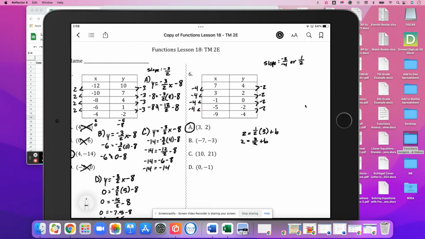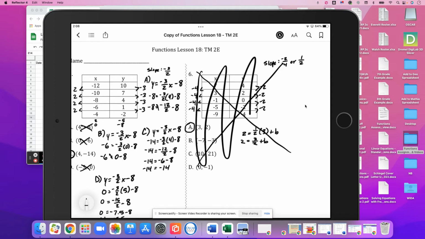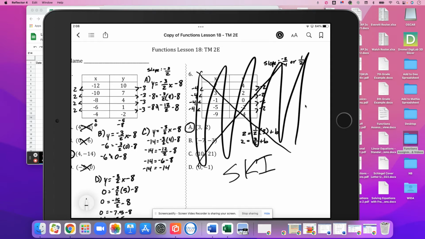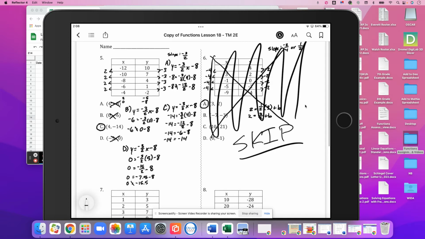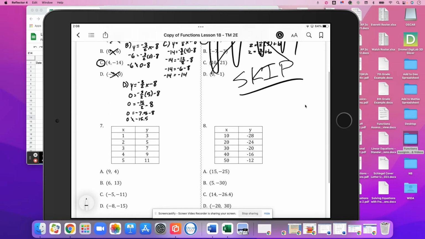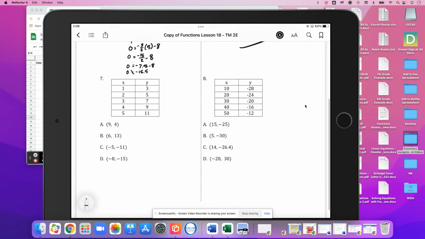So I've come to the conclusion that this one is actually broken. We're going to skip number 6. Okay. Skip. Alrighty, everyone, because we don't want to have to deal with having a fractional y-intercept or any of that stuff. So 6 is out. Goodbye, number 6.